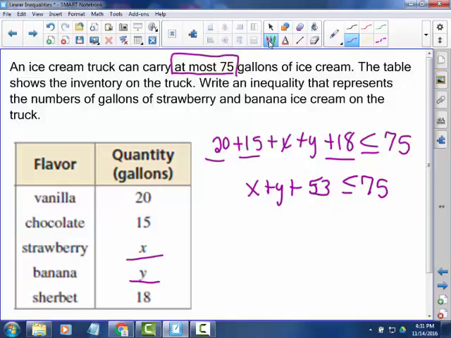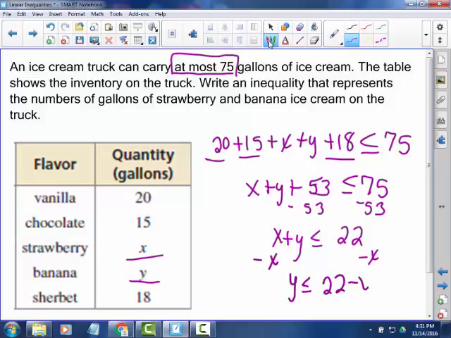We could take that a step further and subtract the 53 from both sides so that we just have the one constant number. So X plus Y is less than or equal to 22. And then if we were really feeling like we want to push ourselves, we could rewrite the inequality where Y was by itself, by subtracting the X from both sides. So we'd have Y is less than or equal to 22 minus X. All of those are answers.